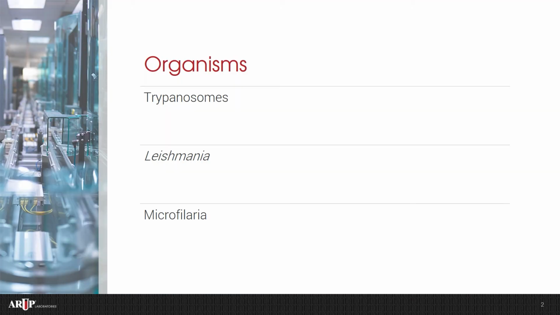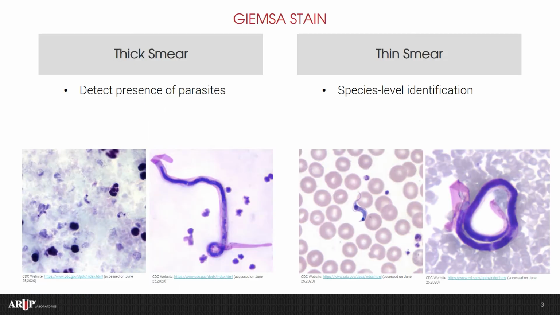The organisms we will discuss are trypanosomes, leishmania, and microfilariae. The stain commonly used to detect blood parasites is the Giemsa stain. Thick and thin smears are made from whole blood and EDTA. The thick smears are used to detect the presence of the parasite, while the thin smears are used for species-level identification.